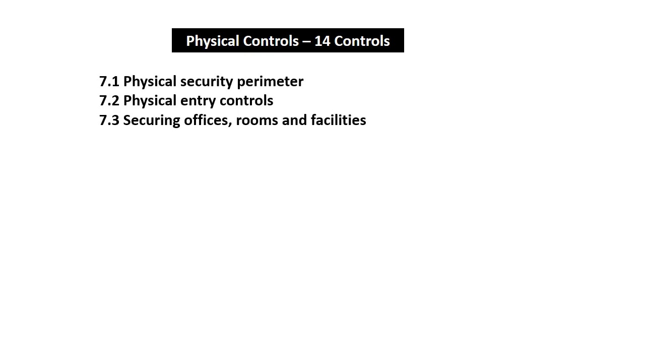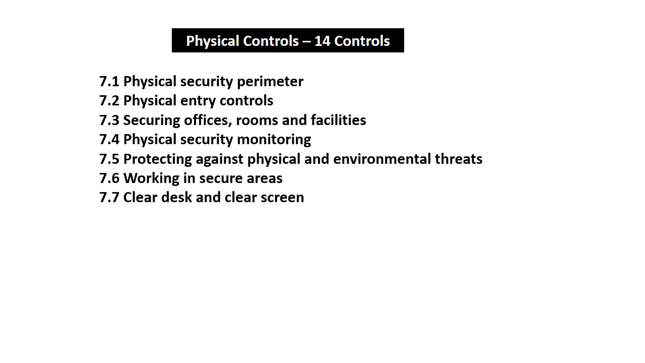In physical controls, clause 7 largely remains the same as A.11 physical and environmental security, except for an addition of a new control 7.4, which is physical security monitoring, which requires to monitor and deter unauthorized access to the physical premise.